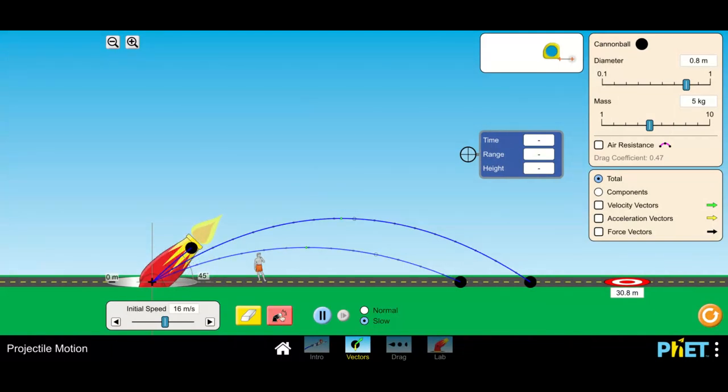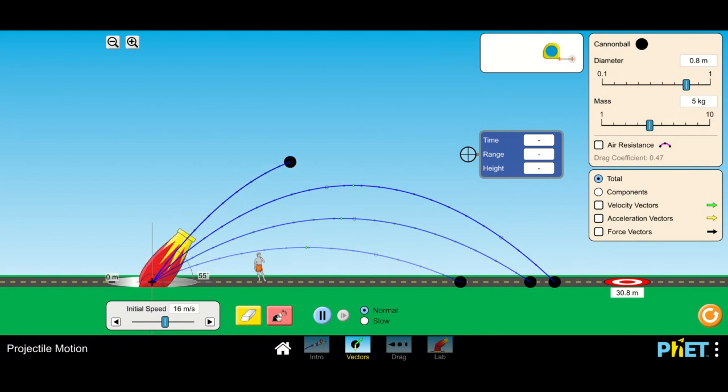You can do 45, which we did before. I'm going to turn it back into normal so it goes a little bit faster. So there's 45 degrees. You can see it goes even further. Without air resistance, 45 degrees will give you the maximum range, the biggest distance. And then if we do 55, you can see it goes higher, but now it starts to follow a shorter path. And in fact, this one here went the same distance. The one at 55 went the same distance as the one at 35.